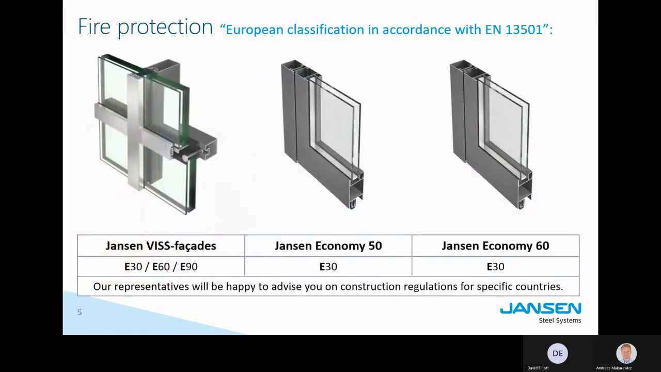The systems that Janssen offers are the facade systems in this class, and here you see the minutes. E30 is 30-minute resistance, 60, 90, 90. Also on the Janssen Economy doors and, to a limited extent, windows, you can build in this class. And Economy 60 is also suitable for this type of fire protection.